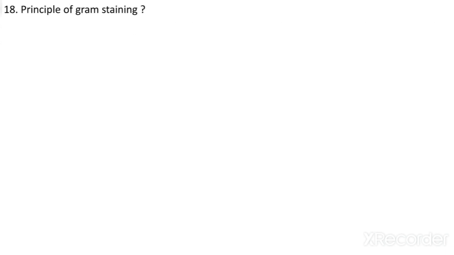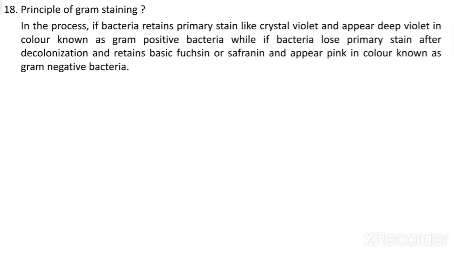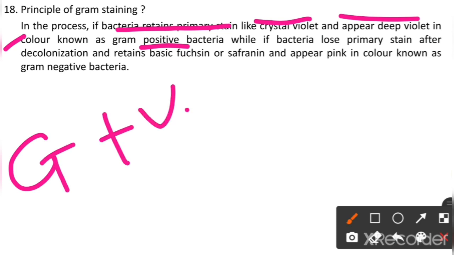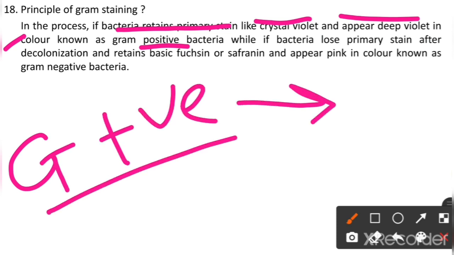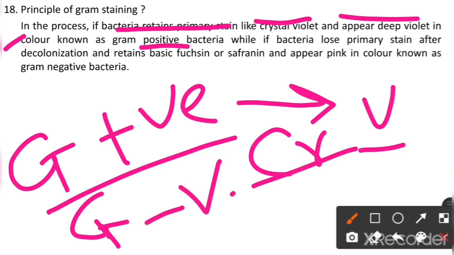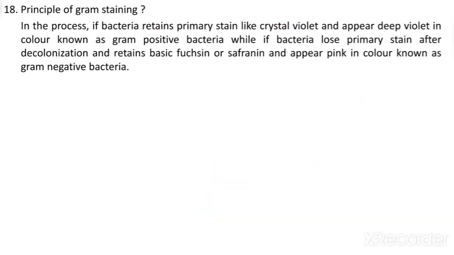Principle of gram staining. In the process, a bacteria retains primary stain like crystal violet and appears deep violet in color, known as gram positive bacteria. See, the gram positive bacteria appear in the violet color under the 100x, that is under the microscope. Why? Because it retains the crystal violet. While if bacteria lose primary stain and after decolorization retain basic fuchsin, then it would be in pink color under 100x.